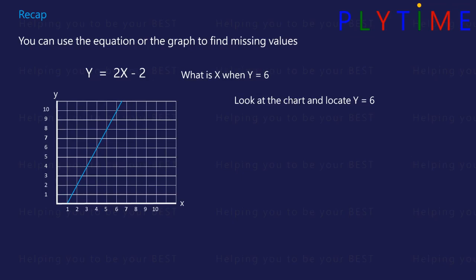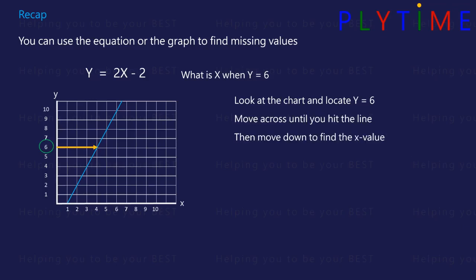Look at the chart and locate y equals 6. Now move across until we hit the line and then move down to find the x value. When y equals 6, x equals 4. So x equals 4. We could also use the equation.